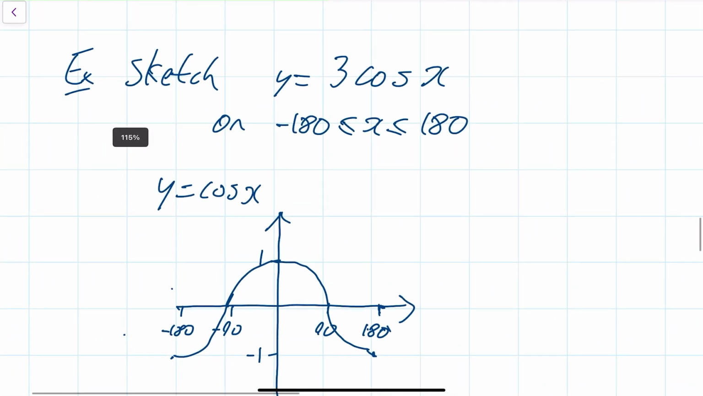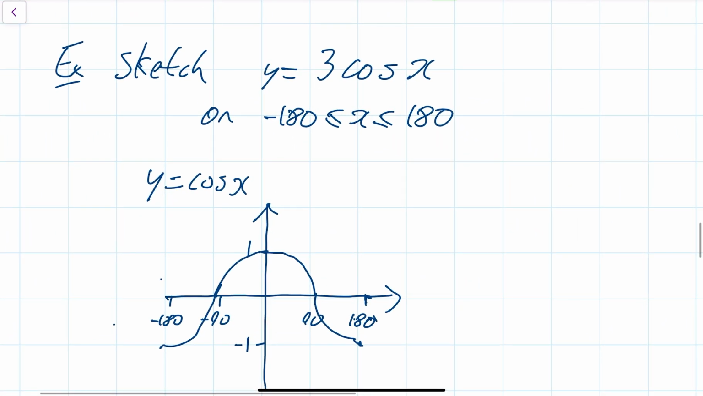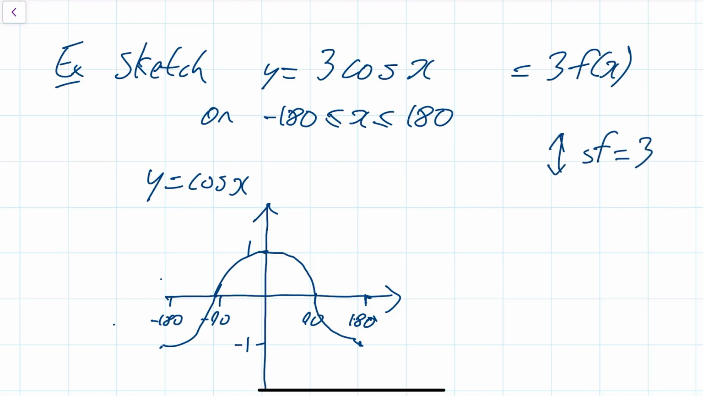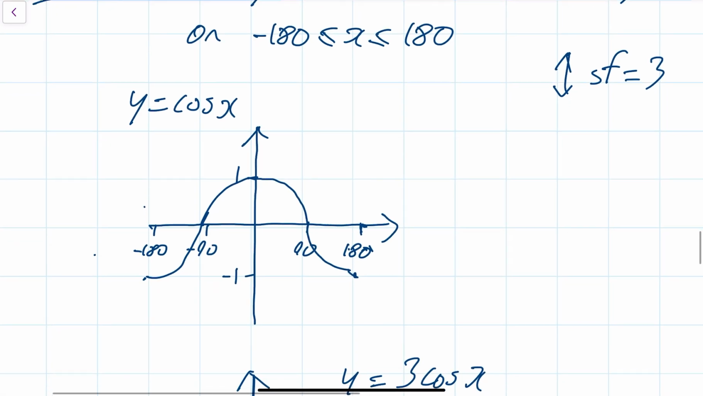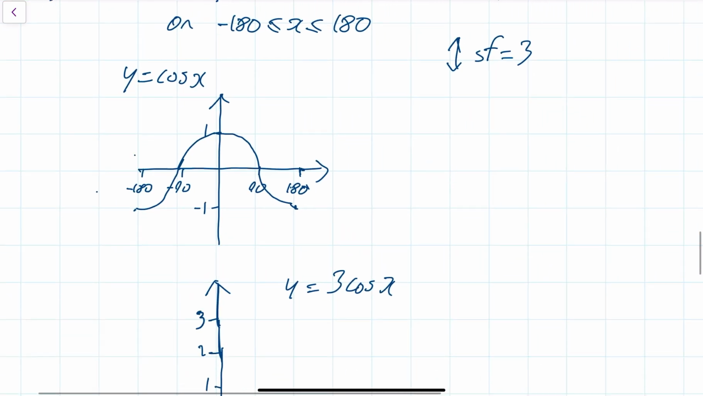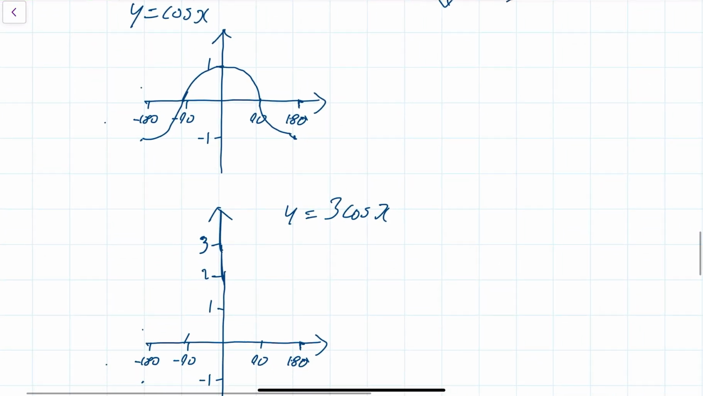Next one. Sketch y is equal to 3 cos x. So that really is the same as 3 f of x. So if your cos is the f of x graph, 3 times f of x stretches it vertically, scale factor equal to 3. So again, I've drawn my cos graph from minus 180 to plus 180, and that's what it looked like. And then again, I'm going to do my key points.